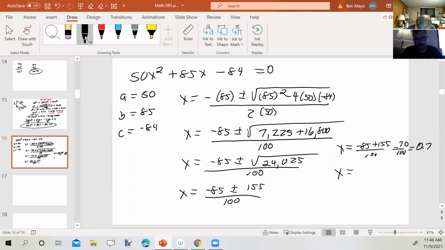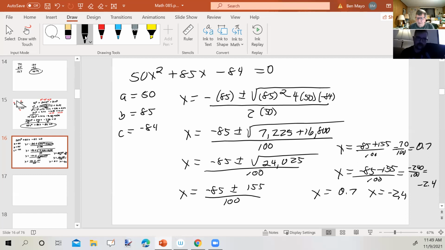And then we've got x equals negative 85 minus 155 over 100. And let's see there, negative 85 minus 155 is negative 240 over 100, which would be negative 2.4. So x is 0.7, x is negative 2.4.